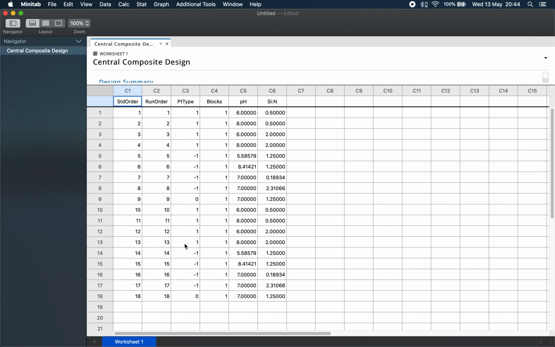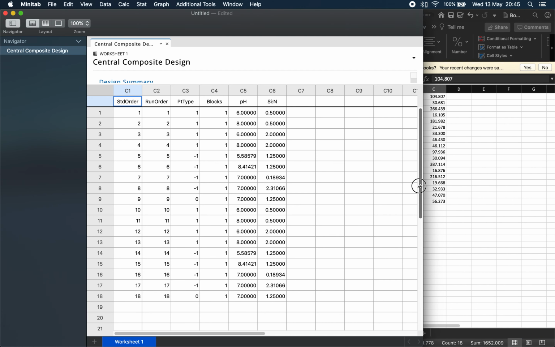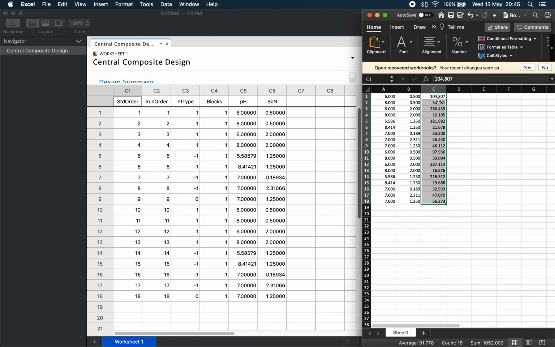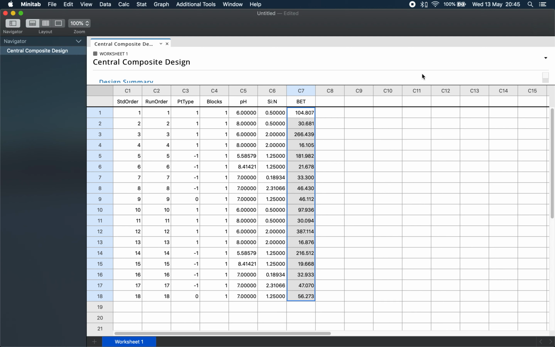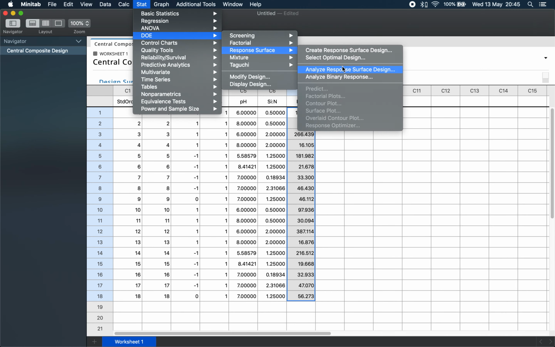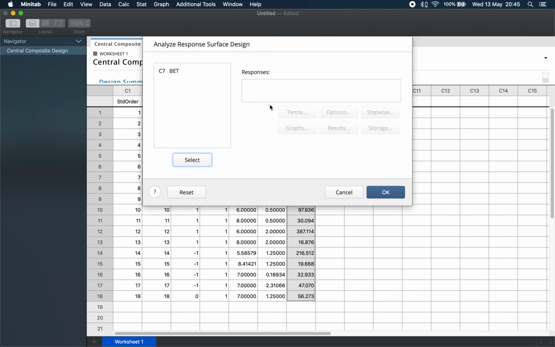After designing the experiments, the next step is to perform the experiments and to collect the observations, and then lastly to analyze the observations and to construct a mathematical model that explains our chemical system. We enter the collected values for the BET surface area. And then we go to Start, DOE, Response Surface, Analyze Response Surface Design. We select the BET surface area as our response.